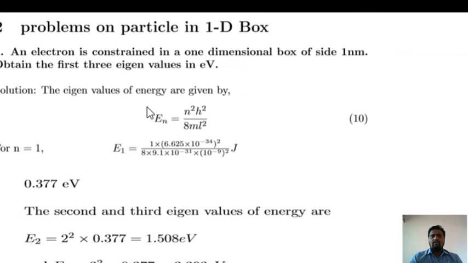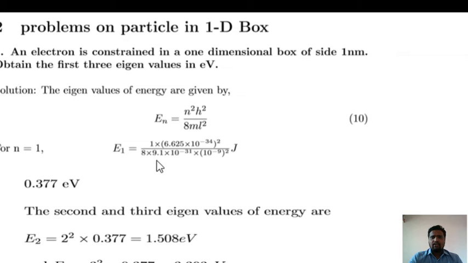The eigenvalue of energy is given by the expression En is equal to n square h square divided by 8 m L square. So you have to substitute here n is equal to 1 for the ground state, n is equal to 2 for the second energy state, and n is equal to 3 for the third energy level. For the ground state, the first energy level E1, substitute n is equal to 1 and h is equal to 6.625 into 10 raised to minus 34 joule second.